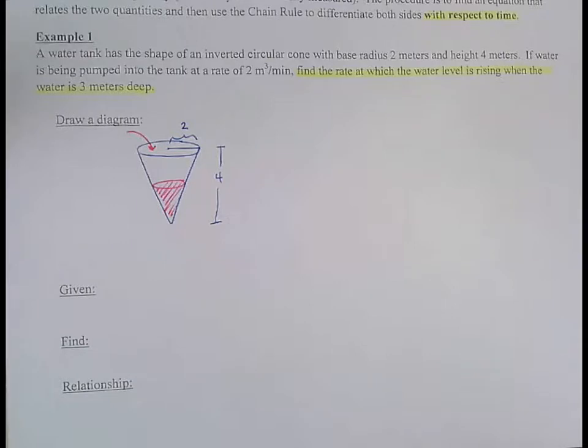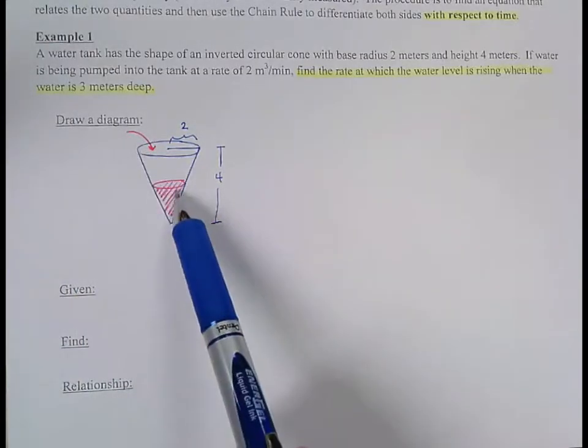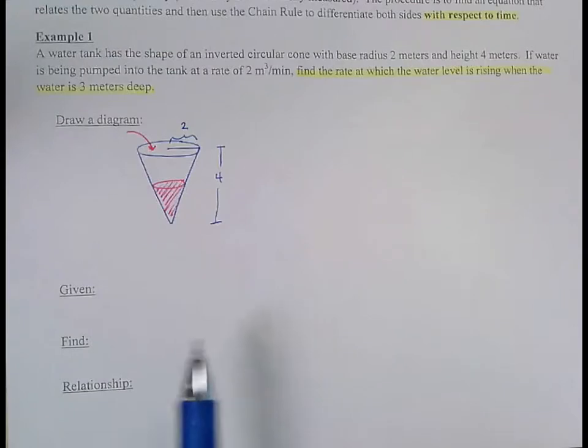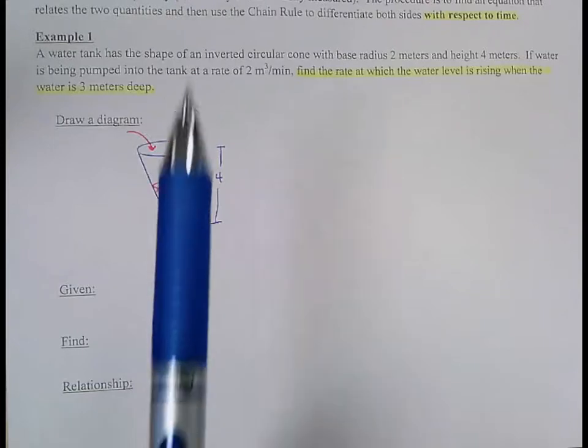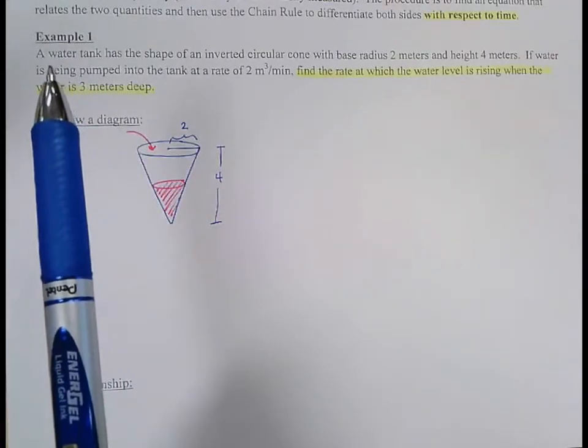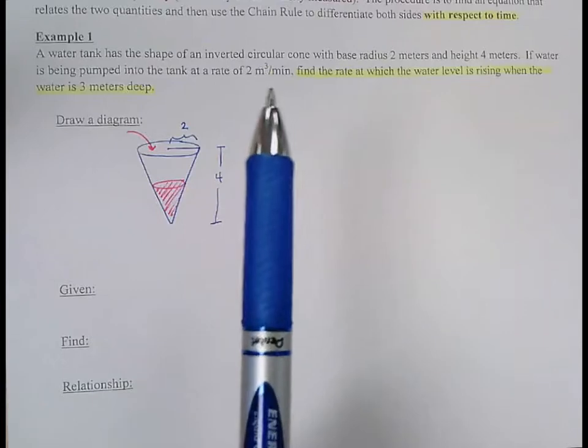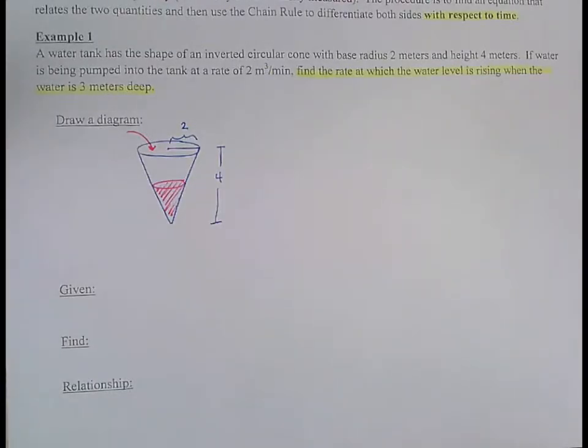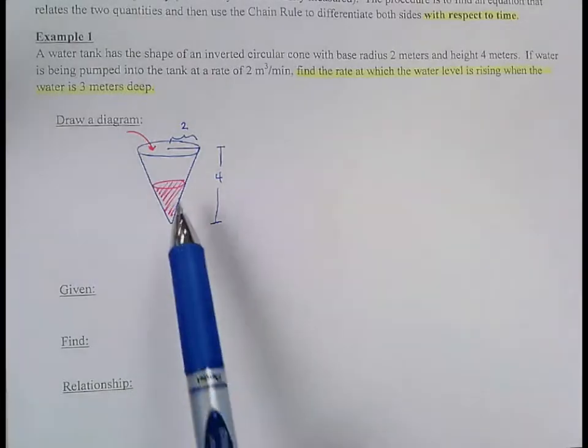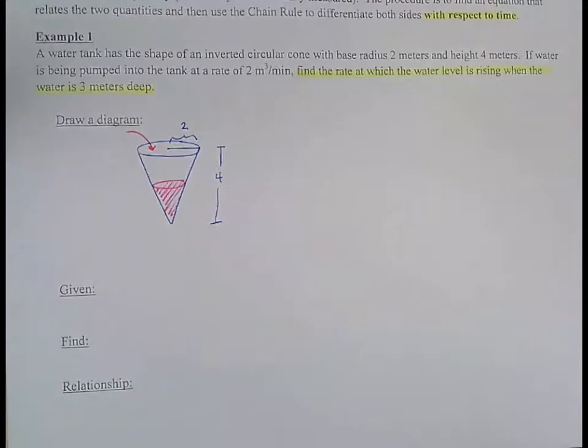So we have to assign variables to this to figure out what we have in terms of rates, what we need to find. We have no variables listed right now. So first of all, if water is being pumped into this tank, it might be helpful to think of the relationship or what formula you're trying to work with here. Anybody know, when it's giving us the rate that it's being pumped into the tank at 2 meters cubed per minute, what that would be the rate of? Yeah, the change of the volume. So we're talking about the volume of a circular cone.